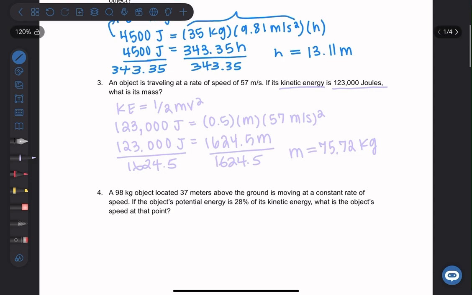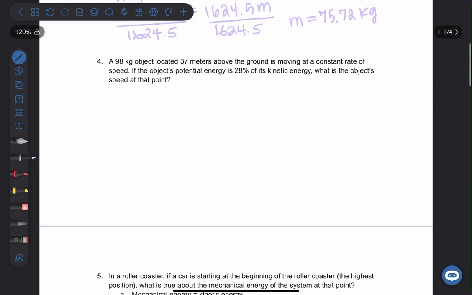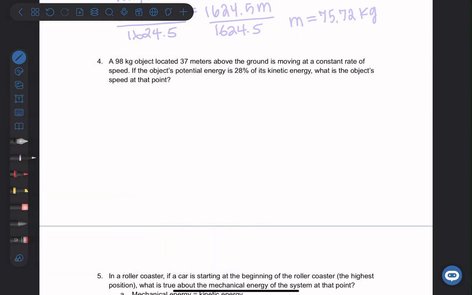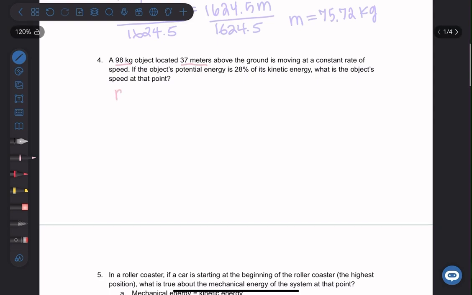Okay, next one. A different color. Pink. A 98 kilogram object located 37 meters above the ground is moving at a constant rate of speed. If the object's potential energy is 28% of its kinetic energy, what is the object's speed at that point? Okay, so it gives us mass and height. So that means we have to use potential energy. We don't know the potential energy, so we're going to find that.